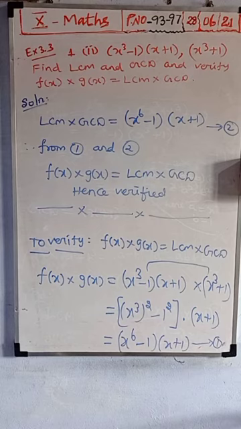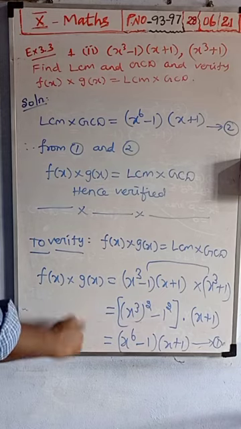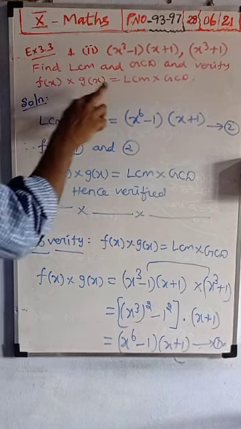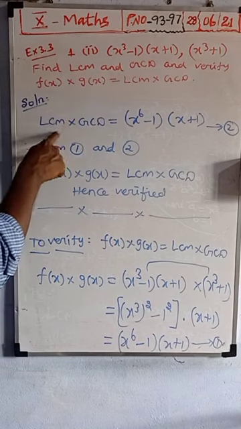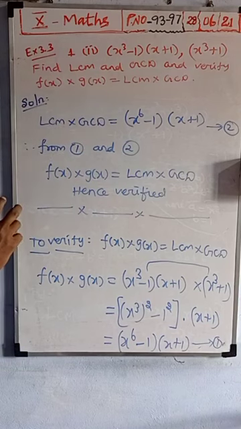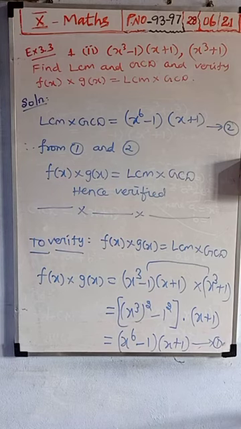Using f of x and g of x, first we want to find the LCM, next the GCD. Then we want to verify that when you multiply the two expressions, we will get one answer, and when you multiply the LCM and GCD we have received, we will get another answer. Both answers will be equal. This is what we want to verify, so hence we verified.